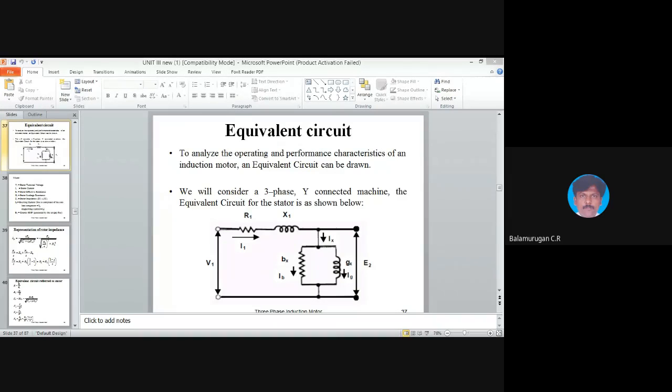This I2 dash, I2 double dash, R2 dash, the notation will vary from one textbook to another. So you can follow only one textbook. If you follow one, the notation will not confuse you. If you refer to different textbooks, you will get confused.